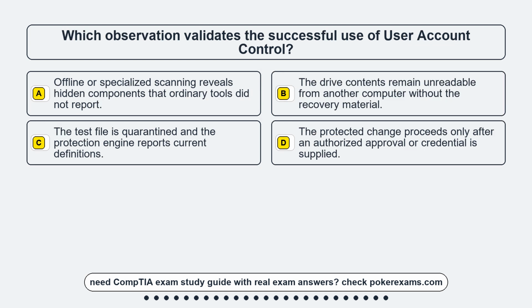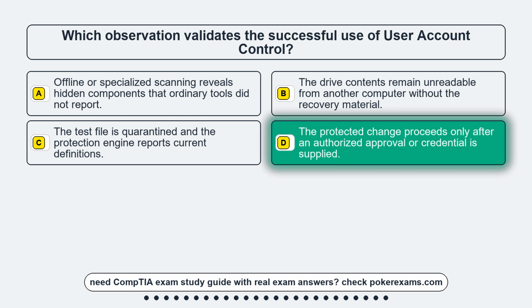Question 20. Which observation validates the successful use of user account control? Option A. Offline or specialized scanning reveals hidden components that ordinary tools did not report. Option B. The drive contents remain unreadable from another computer without the recovery material. Option C. The test file is quarantined and the protection engine reports current definitions. Option D. The protected change proceeds only after an authorized approval or credential is supplied.